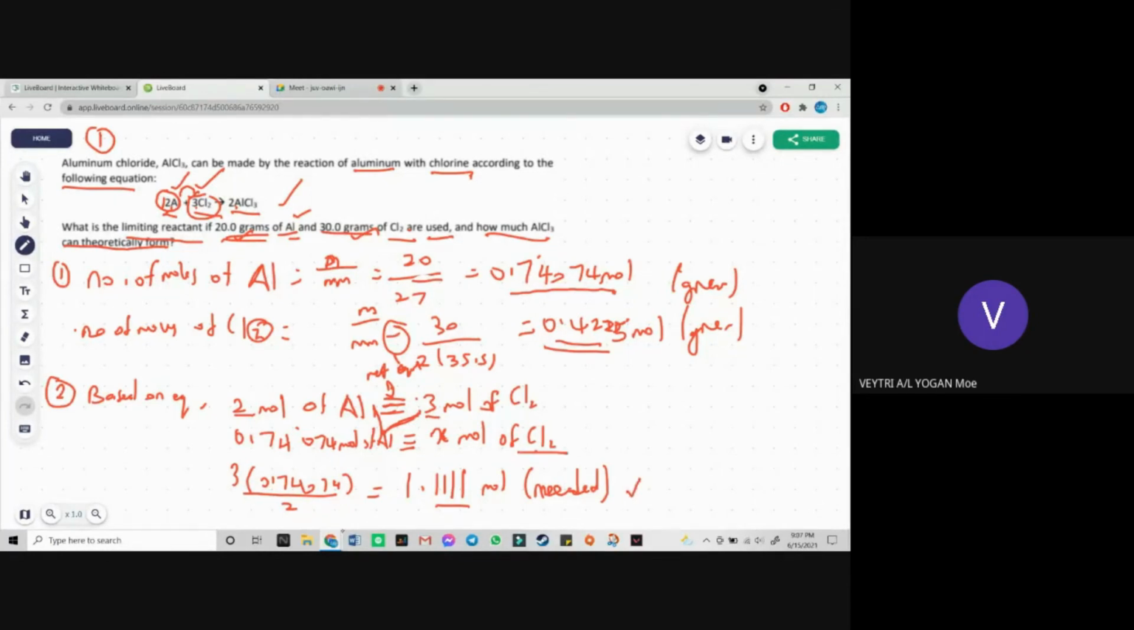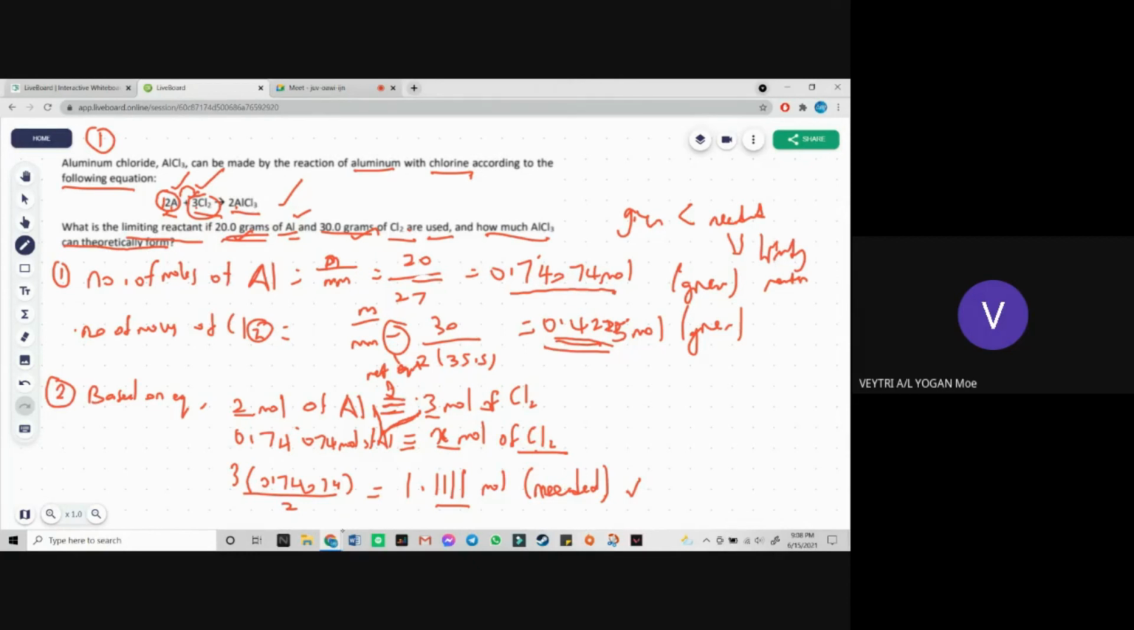Of apa? Chlorine. Kenapa we put X at chlorine? Let's have a look at chlorine punya given. Given adalah 0.4225 mole. When given is lesser than needed, that will be your limiting reactant. Kenapa? Secara scientific, needed is you need a certain amount. Memang memerlukan. Tapi, you beri lesser than that. That will become limiting reactant.